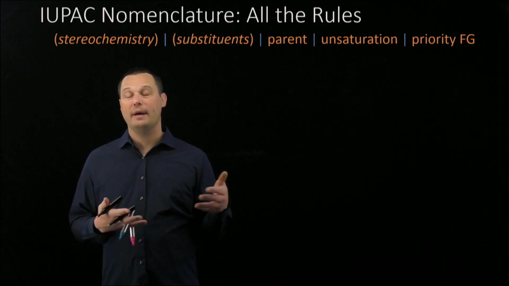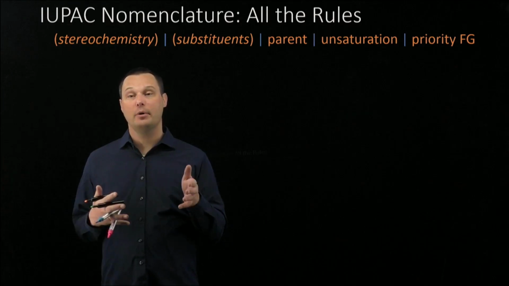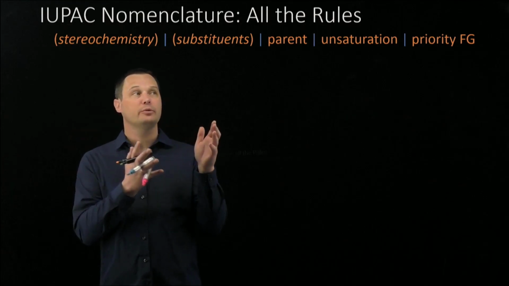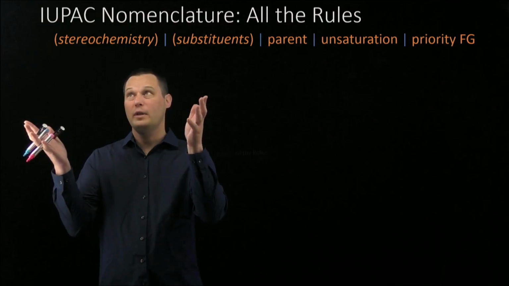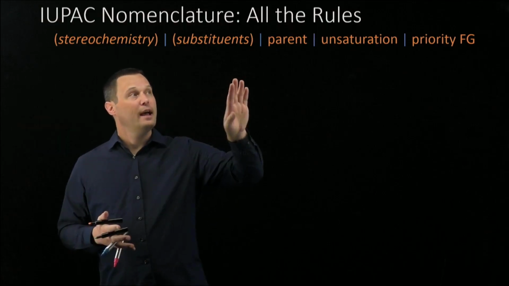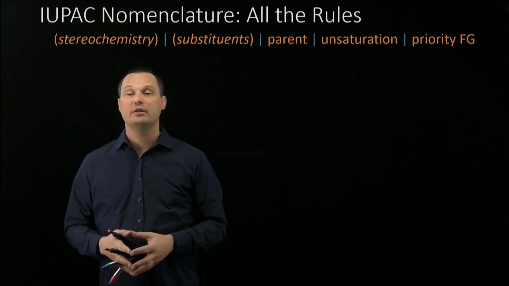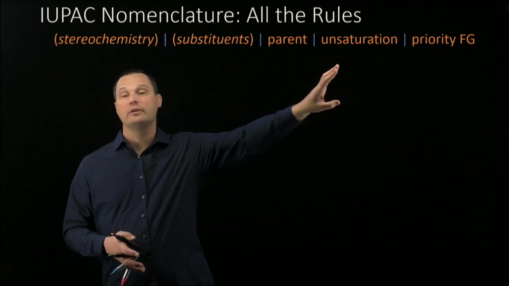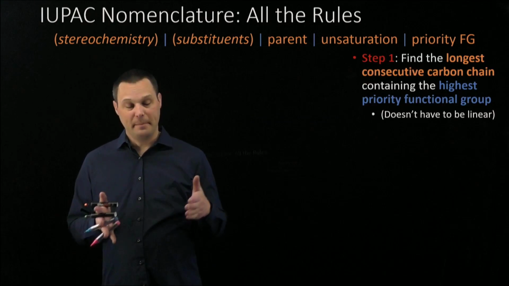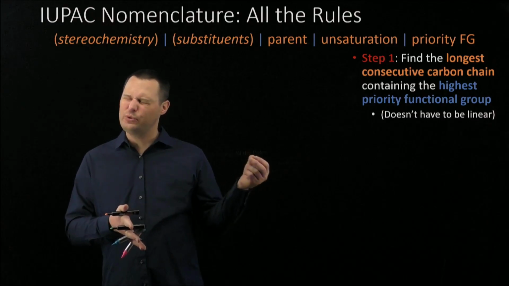But every IUPAC name can be broken down into 5 parts: the stereochemistry, the substituents, the parent, the unsaturation, and the priority functional group. Not every molecule will have stereochemistry or substituents, but every IUPAC name will have a parent syllable, an unsaturation syllable, and a priority functional group syllable. And the order never changes. I'm going to walk you through a step-by-step guide that makes the rules actually make sense.